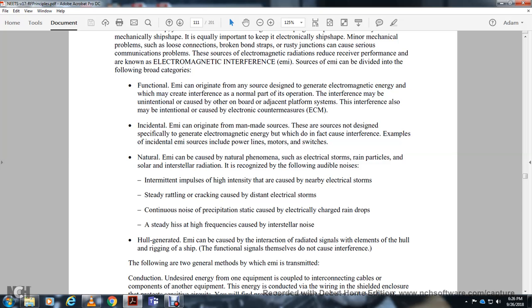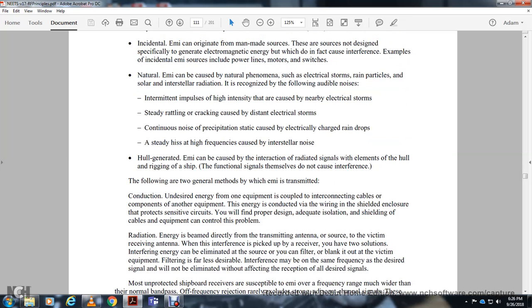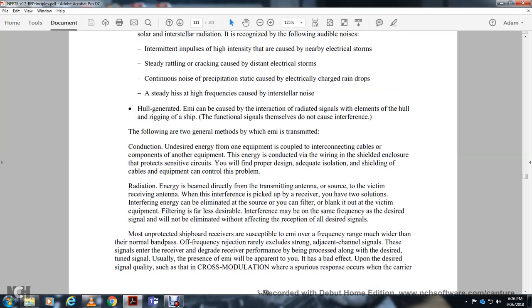These are recognized by the following audible noises: an intermittent impulse of high intensity caused by nearby electrical storms, steady rattling or cracking caused by distant electrical storms, continuous noise and precipitation static caused by electrically charged raindrops, and steady hissing at high frequencies caused by interstellar noise. Hull-generated EMI can be caused by the interaction of signals with the hull and rigging of the ship. The functional signals themselves do not cause interference.